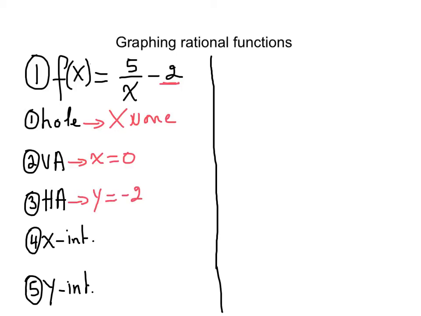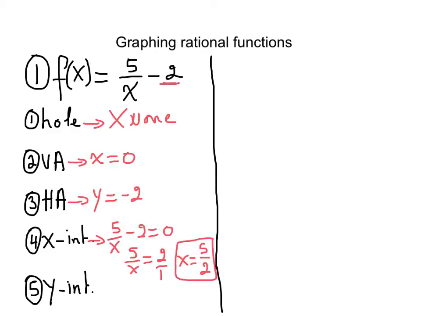The x-intercept, we're going to make y equal to 0, and then we're going to solve for x. 5 over x minus 2 equals 0. We're going to add 2 to both sides. 5 over x equals 2. Cross multiply, and you will get x is equal to 5 over 2.